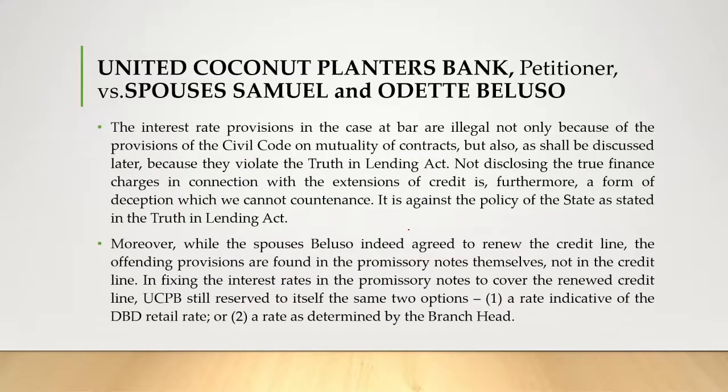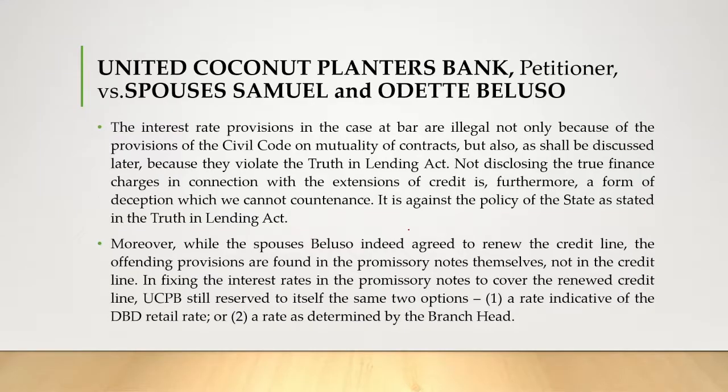So in order that obligations arising from contracts may have force of law between the parties, there must be mutuality between the parties based on their essential equality. So a contract containing a condition which makes its fulfillment dependent exclusively upon the uncontrolled will of one of the contracting parties is void. Rate indicative of DBD retail rate or as determined by the branch head is indeed dependent solely on the will of petitioner UCPB.